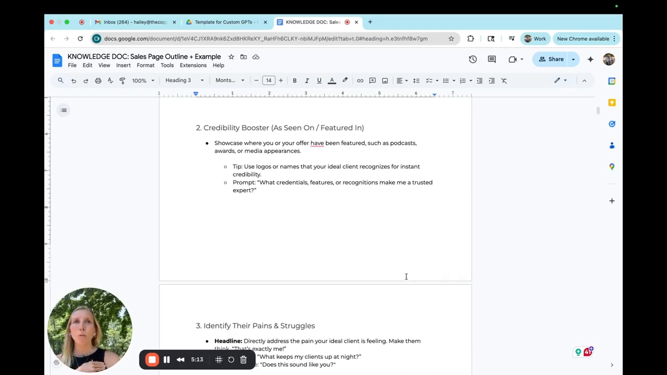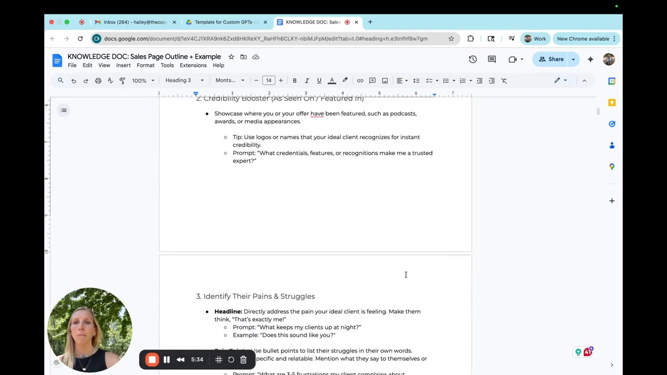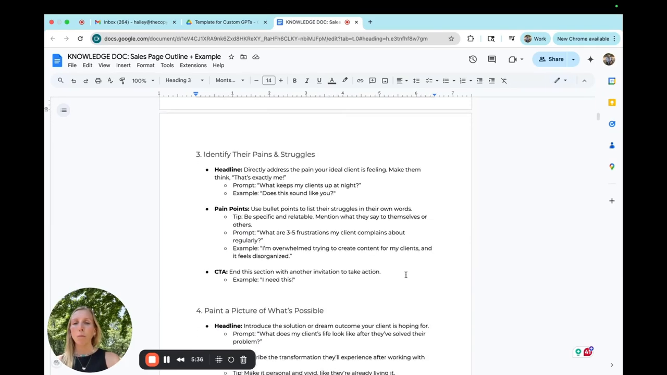But if you do, or a lot of times I have had people do "trusted by," so they have included logos of brands that they've worked with in the past, people they've worked with. So that's something that you could do in that section. Again, it's not mandatory, but it really helps boost that trust and that credibility. Then we're moving on to section 3.